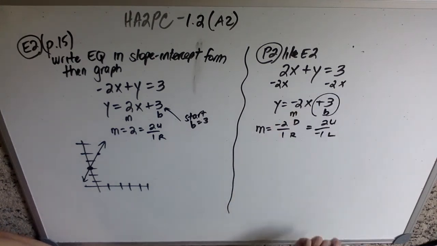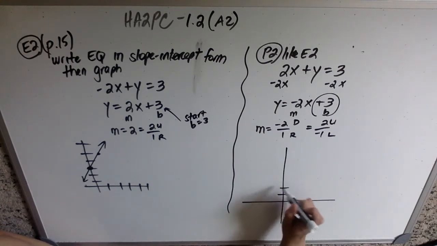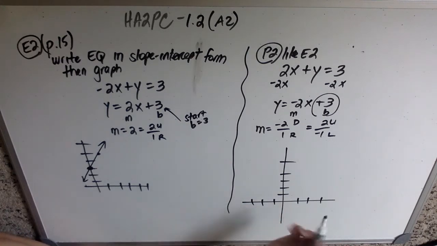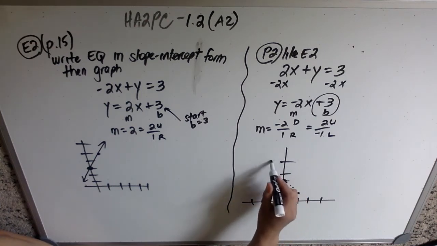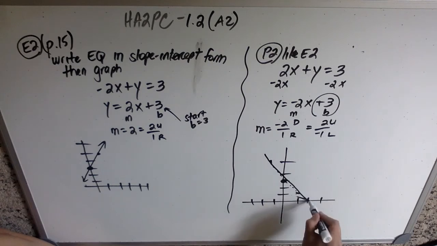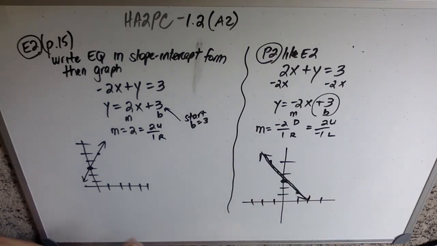Either way, I'm starting at 3 on the y-axis because that's my y-intercept. Okay, it's not going to matter whether you do down and right or up and left, and I'll show you why. So if you start here on the y-axis at 3, that's my start, I can either go down 2, right 1, which would be right here, and that would make the line go like this, or I could have gone up 2, left 1, and what I want you to notice is it's the same line.